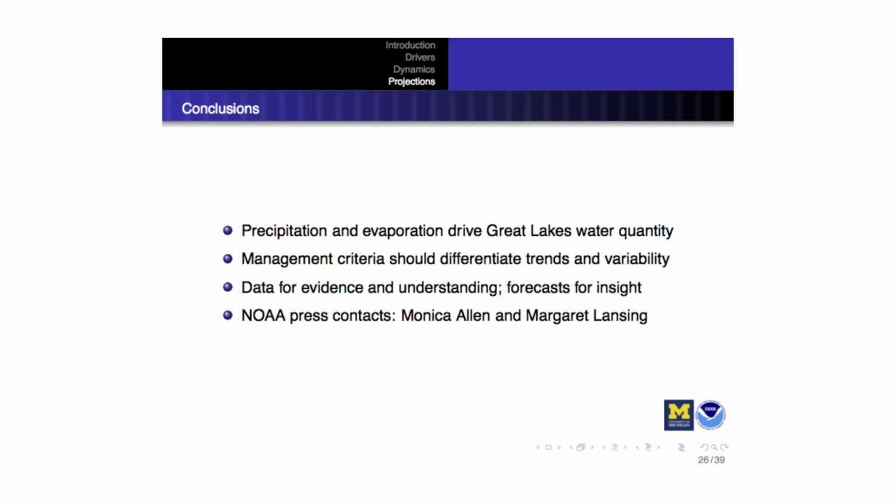Okay, so to wrap things up, I've argued here, and I think there's a lot of evidence, that precipitation and evaporation drive water quantity. Why do I point this out? Because there's a lot of confusion in the general public right now about the effect of water diversions out of the Great Lakes Basin, about the effects of dredging, and I want to point out very clearly that precipitation and evaporation are what drive major water level changes in the region, and that the other factors, these interbasin diversions, are orders of magnitude less than the changes I'm talking about here.